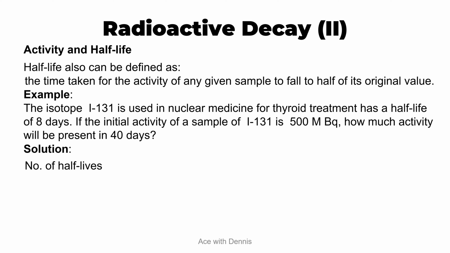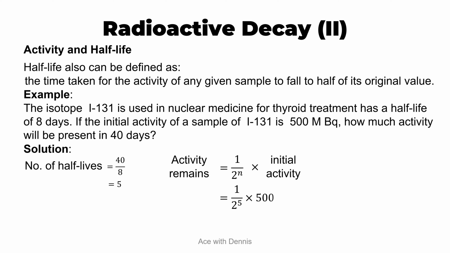First, we need to calculate the number of half-lives. So for this case, we take 40 days divided by 8 days, which gives 5 half-lives. Then we apply this formula: activity remaining equals 1 over 2 to the power n times initial activity. So we substitute the values that we have: 1 over 2 to the power 5 times 500. And we get 15.625 MBq.